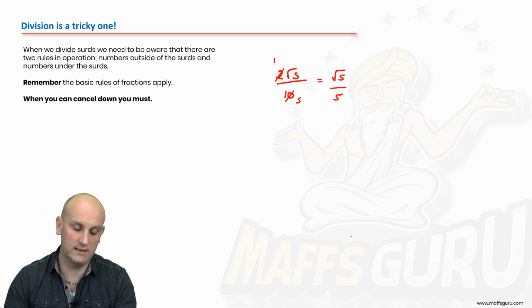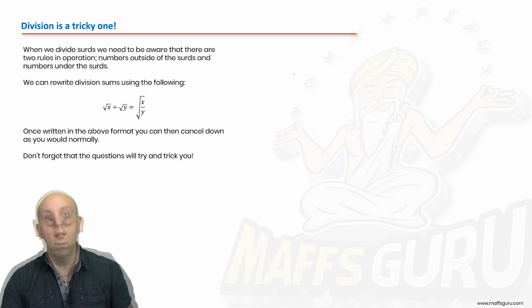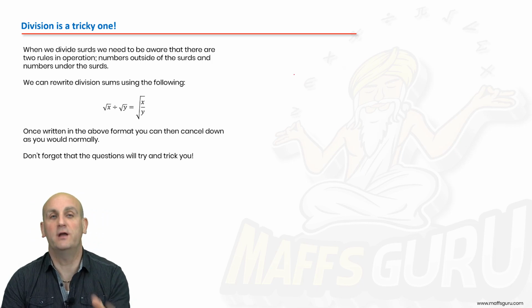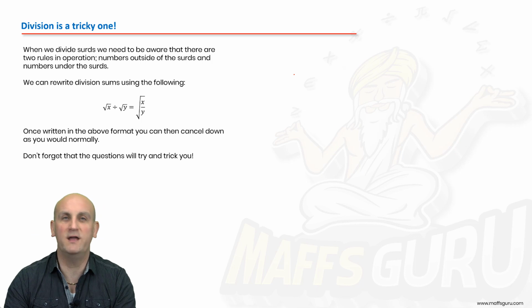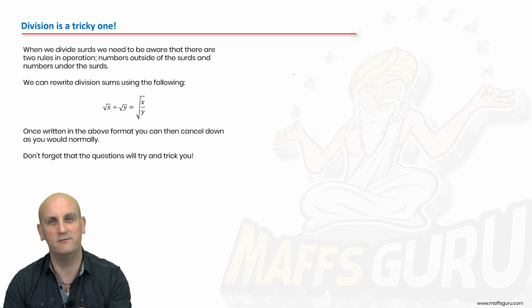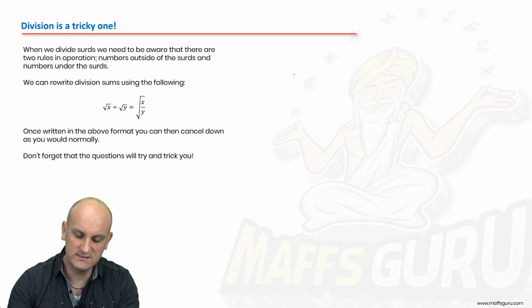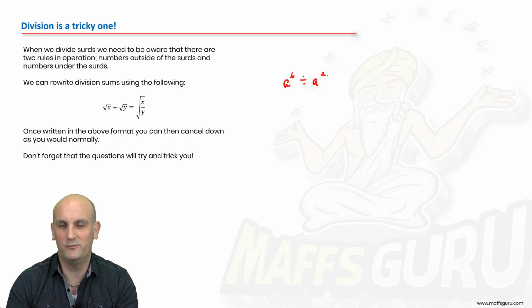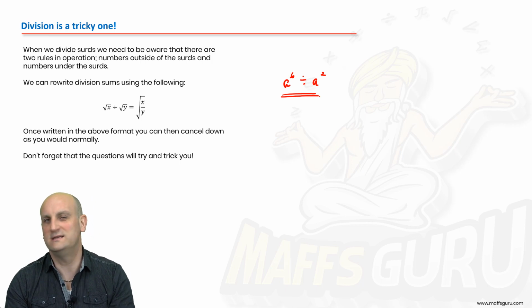So when you cancel down, you must. Maths is a huge trick. Barry is going to trick you. And wherever we write things in a slightly different way, you can guarantee it's some sort of a trick. So for example, if I had a to the power of 6 divided by a to the power of 2, we never ever write the divide signs. Not normally, unless it's trying to trick you.